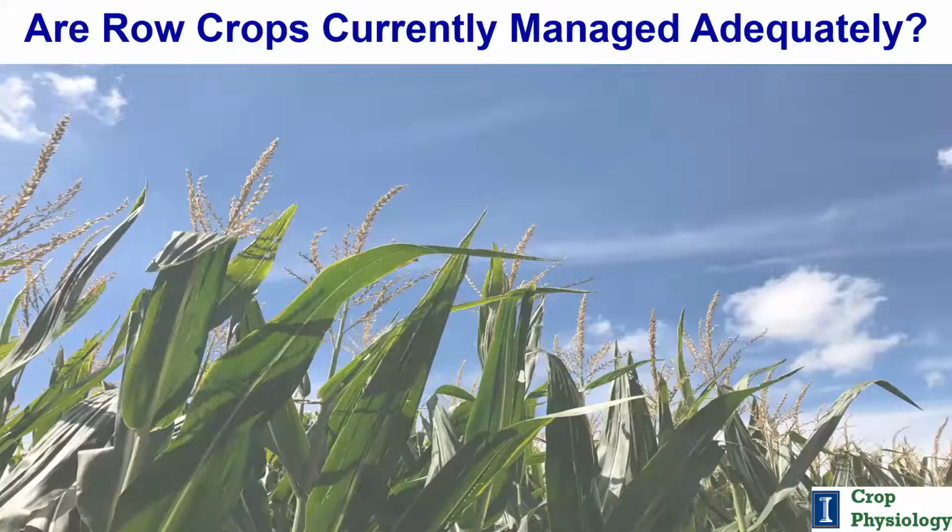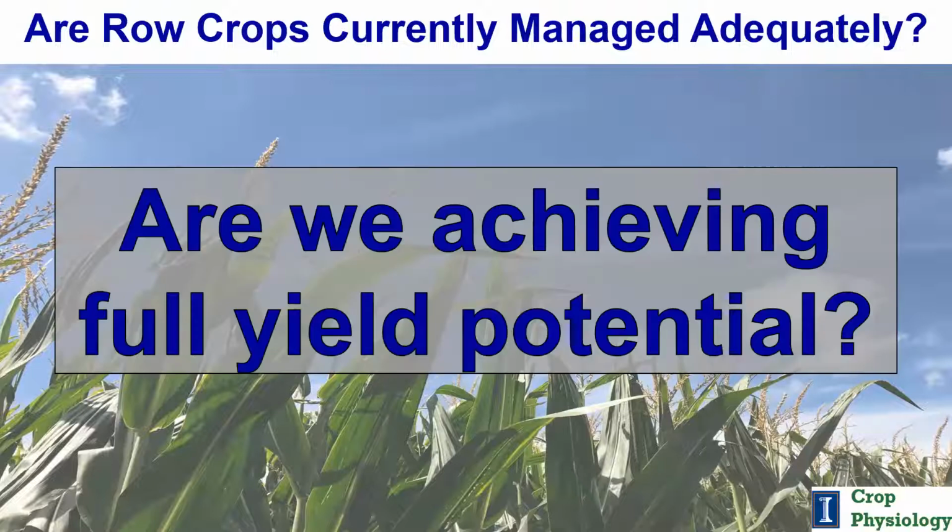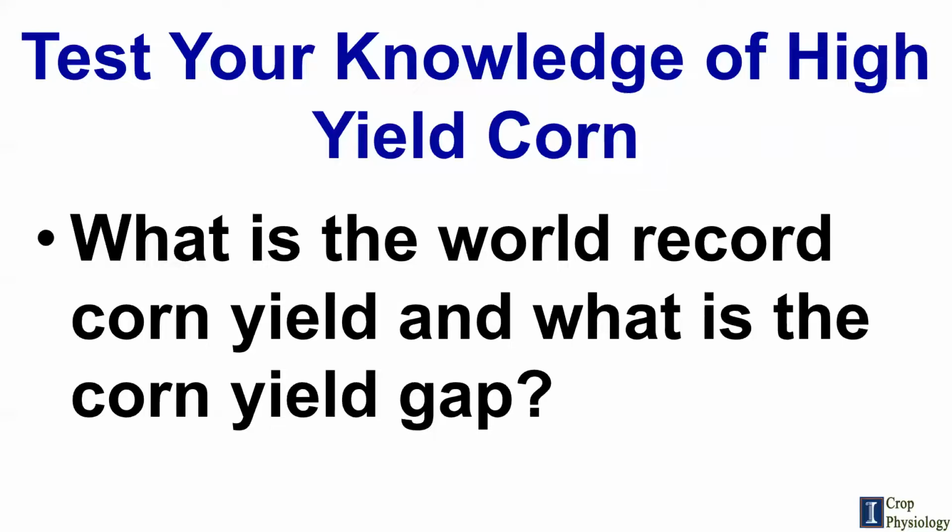And I have a question. Are row crops currently managed adequately? And if I was to rephrase this, are we achieving the full yield potential of our crops? And today we're talking about corn. And so my question, I am at the university, you've got to have questions, it's like class, right? What is the world record corn yield and what is the corn yield gap?